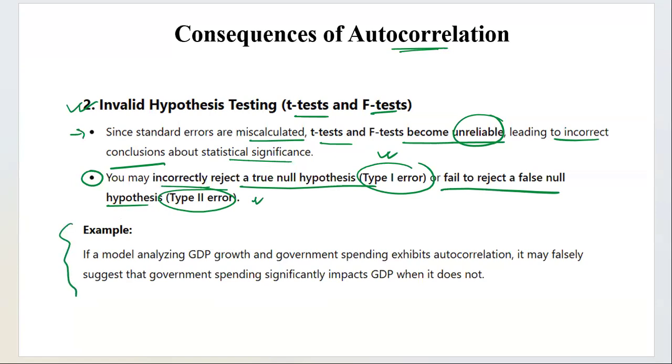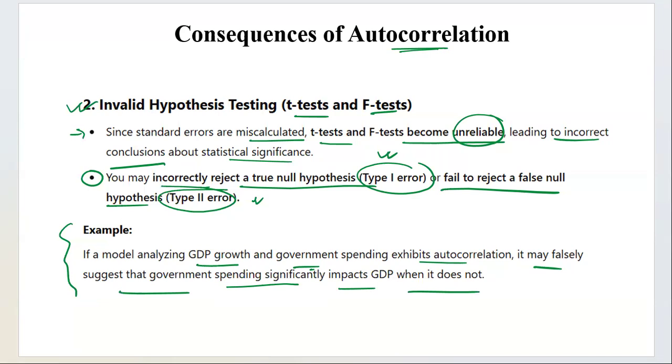For example, suppose a model analyzing GDP growth and government spending exhibits autocorrelation. You want to measure whether government spending is boosting GDP growth or not, and you fit a model and see autocorrelation is present. Then what will happen? It may falsely suggest that government spending significantly impacts GDP when it does not, right?